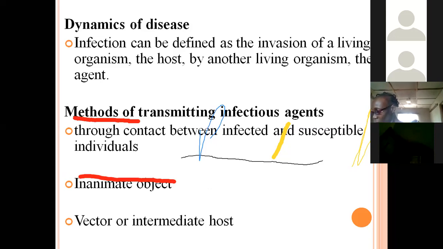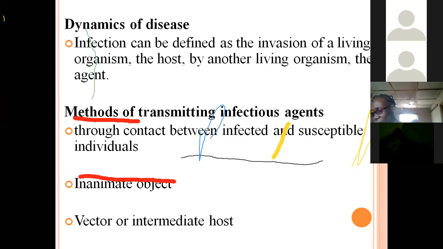Infection can be defined as the invasion of a living organism, the host, by another living organism, that is the agent. Now, for infection to occur, we need a host, which is human being, then the organism, which is the agent that will infect the host. What are the methods of transmitting infectious agents? One is through contact. I said it earlier on, it could be through contact with the infected host, and presently the global pandemic that is ravaging the world, one of the ways to contract coronavirus is through contact with the infected host.